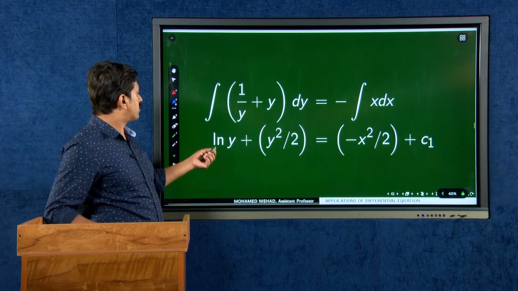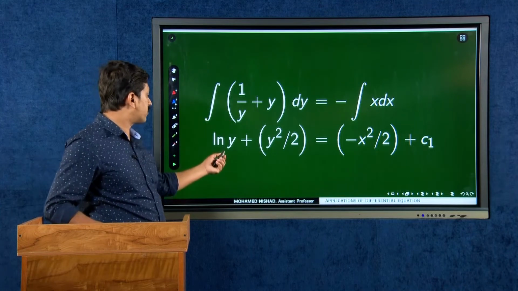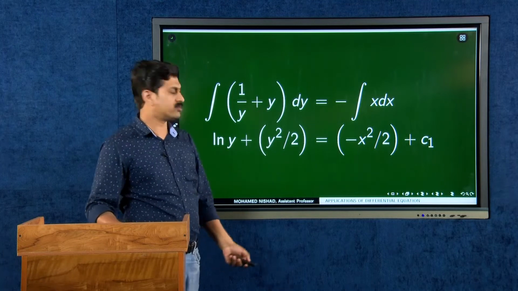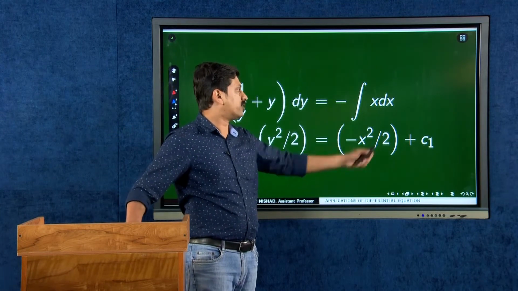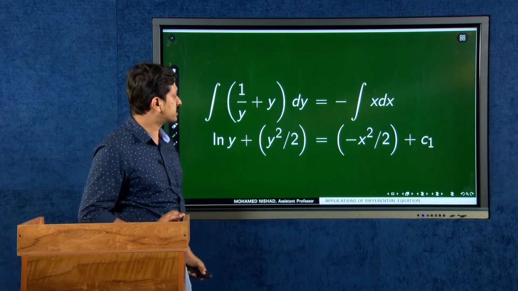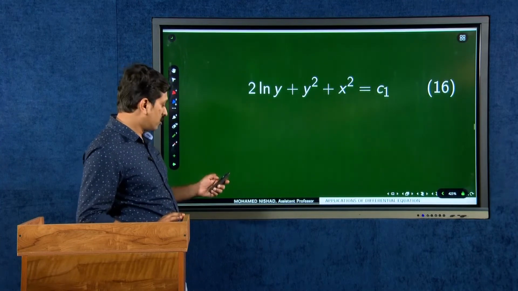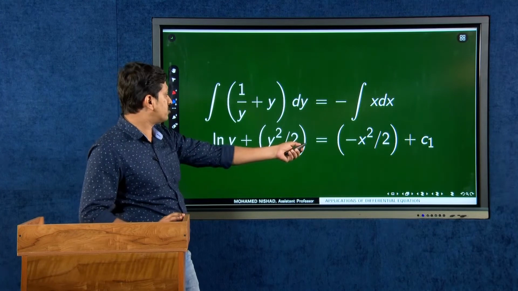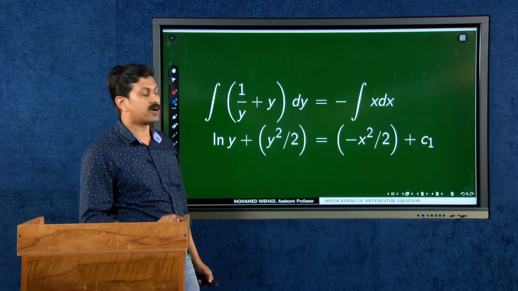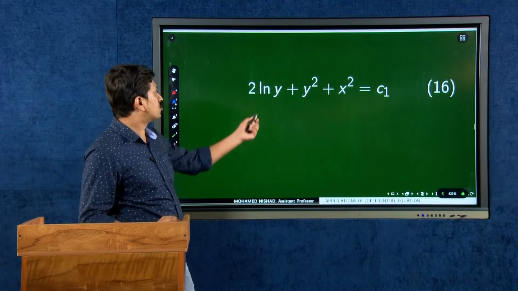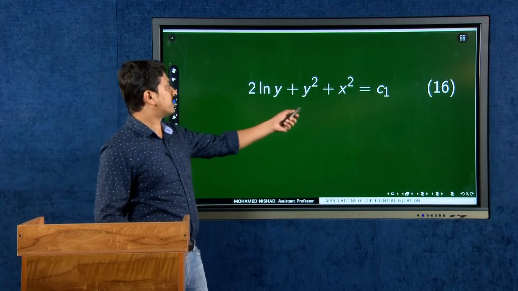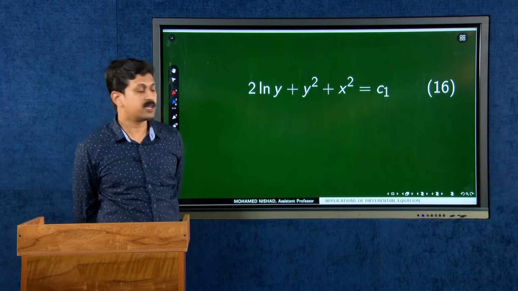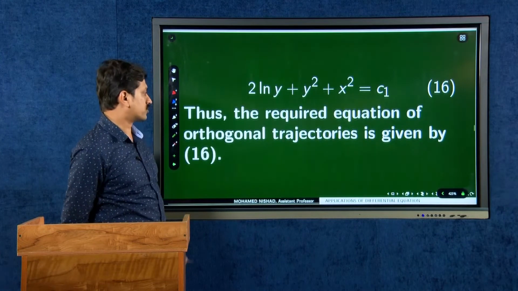Here, integral of 1 by y is log y and integral of y is y square by 2, which is equal to minus x square by 2 plus the constant of integration, some C1. So, we can rewrite this as log y plus y square by 2 is equal to minus x square by 2 plus C1, that is, 2 log y plus y square plus x square is equal to C1, which is the orthogonal trajectory of the given family of curves.